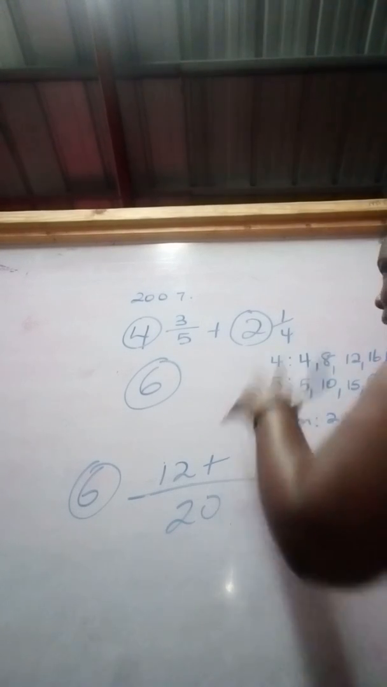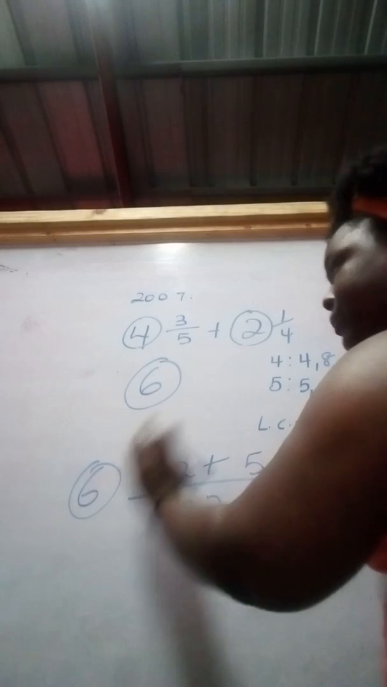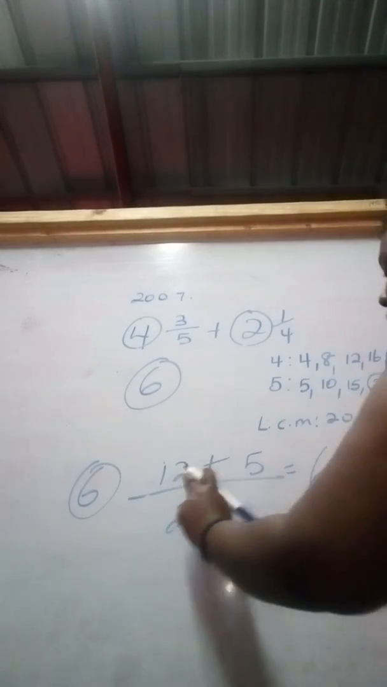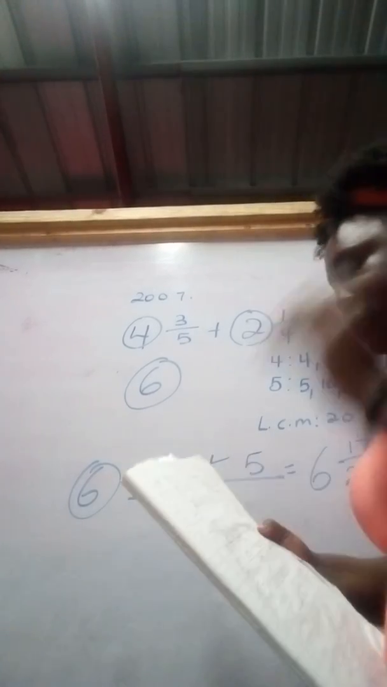4 into 20 is 5. 5 multiplied by 1 is 5. So we have our 6 wholes. Don't forget the 6 wholes. 12 plus 5 is 17. We have 17 over 20. And this question came for 2 marks.